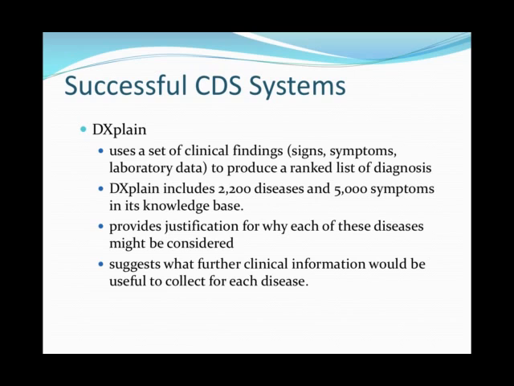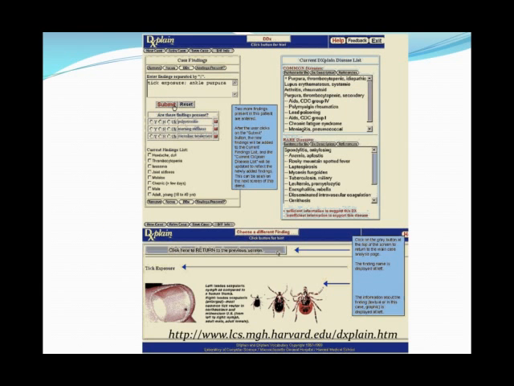Okay, and then it also suggests what further information might be useful. So it might say, maybe if the patient has this or this, this diagnosis would be more likely. Then you can go back to the patient and ask them, do you have this problem or this problem? This is what it looks like. It's still around today, so some people might still be using this, although it's a little old now.